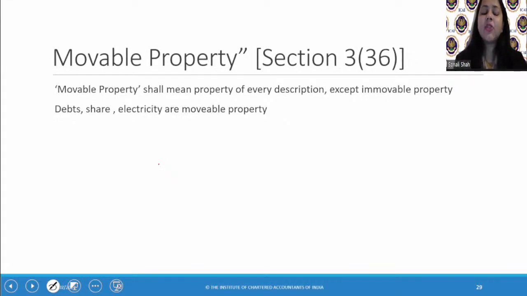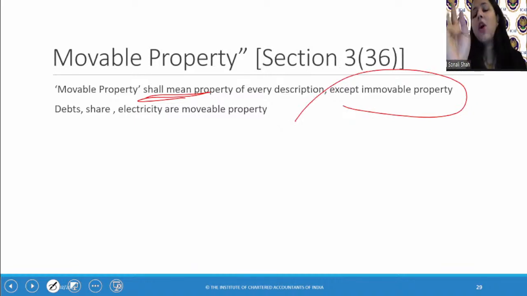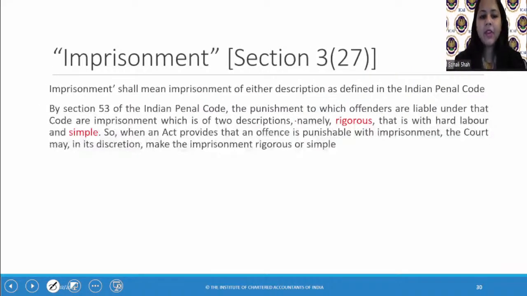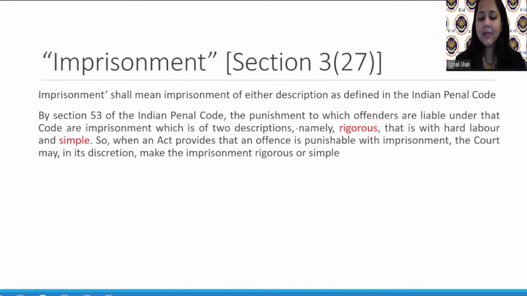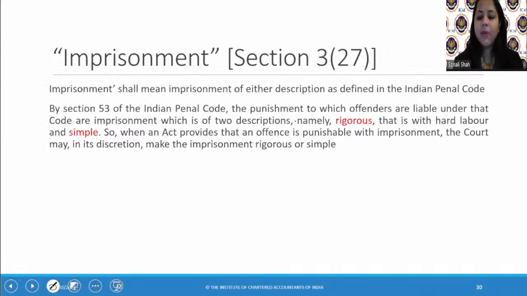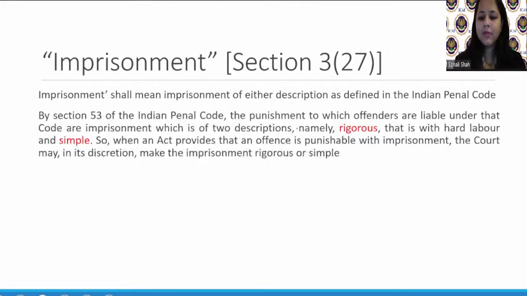Next is the definition of the word movable property. So movable property shall mean, if you pay attention, property of every description except immovable property. So anything which is not an immovable property is a movable property. This is how it has been defined in the Act. Are we good till here, guys? Any confusion in the concept of movable and immovable property?